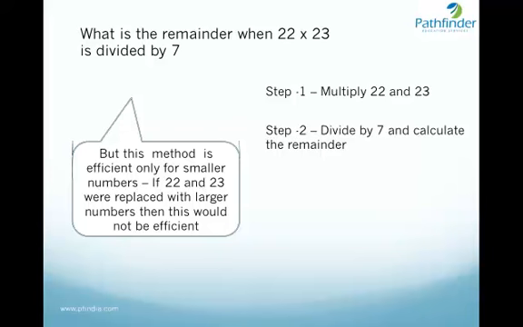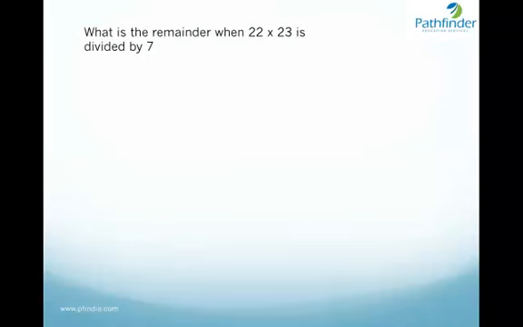If the numbers 22 and 23 were replaced with larger numbers, or if there were more numbers, this method is simply not quick enough, and therefore remainder theorem is required to solve such questions. So what is remainder theorem? Let's see one example to understand remainder theorem. What is the remainder when 22 into 23 is divided by 7?